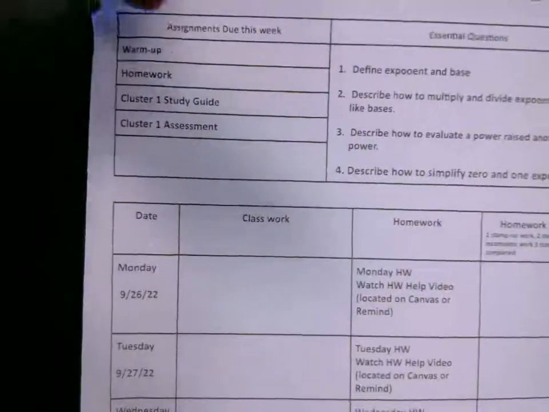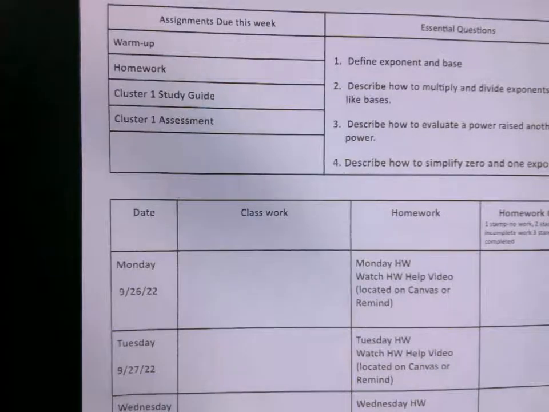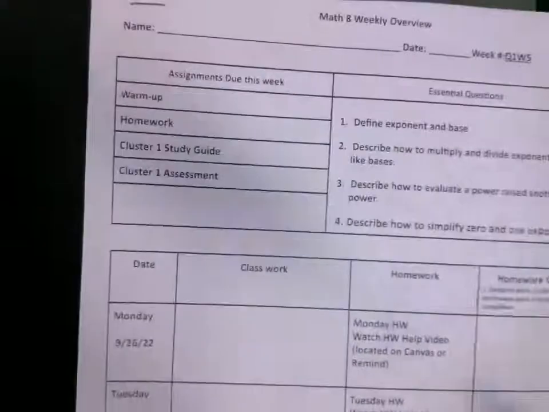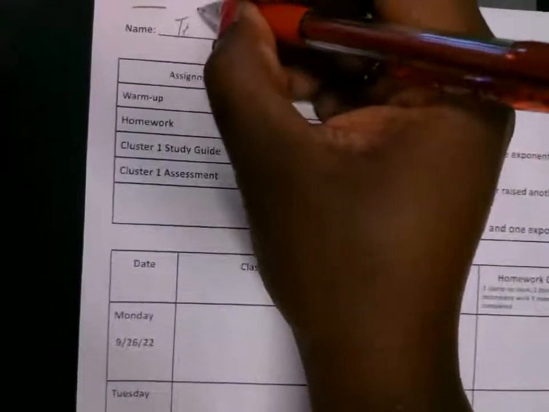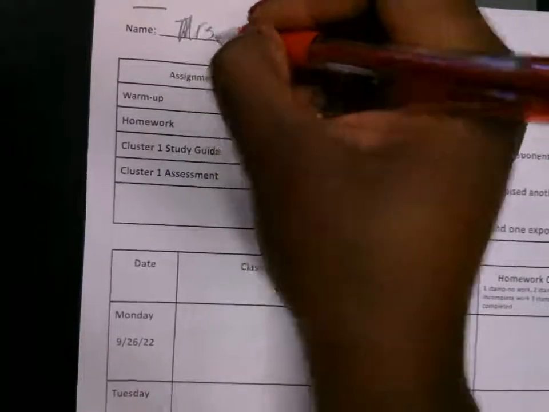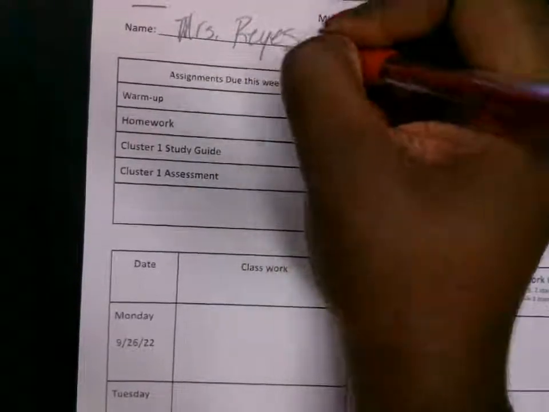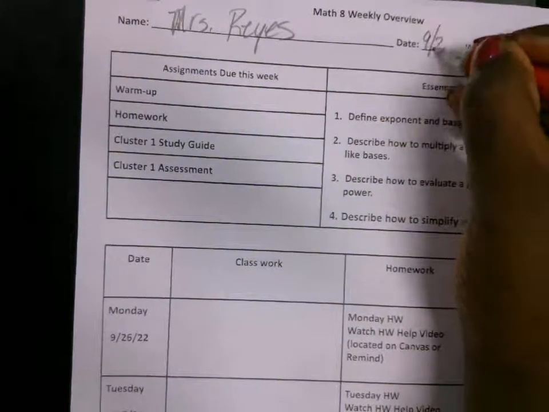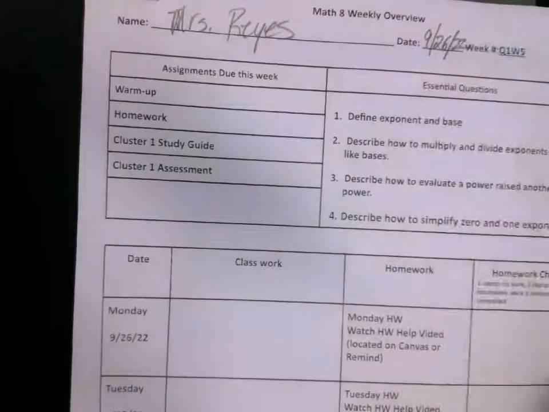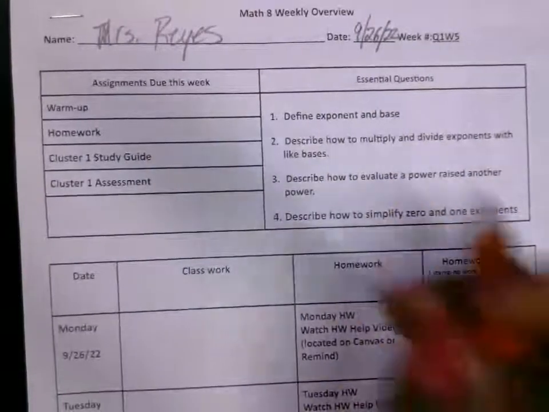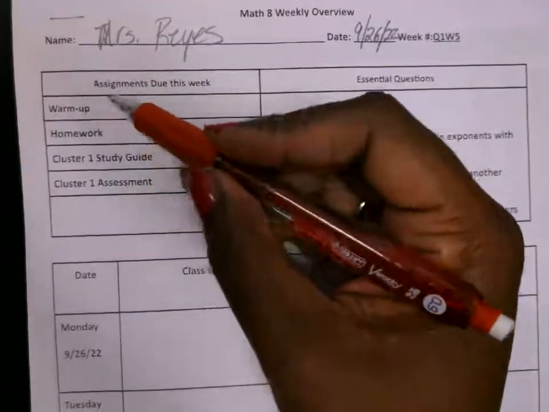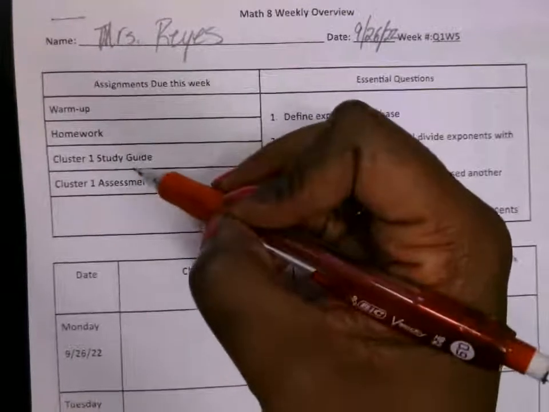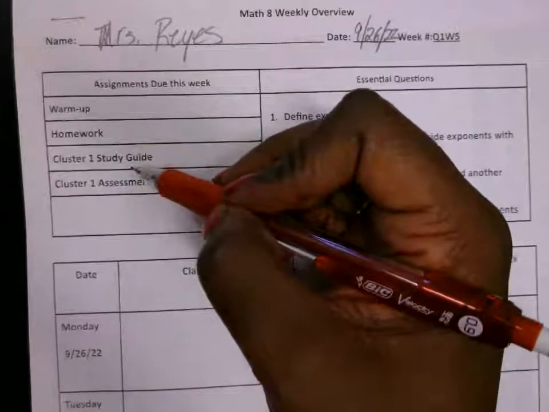All right, class. So today is the 26th of September. It's the 5th week. If you haven't done so already, please make sure that you put your first and last name at the top of your packet. 9/26/22. This week, these are the items that are due. We have our warm-up, we have our homework, and we have a study guide this week, okay?